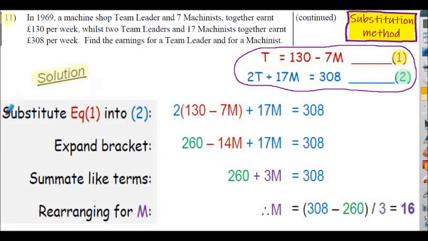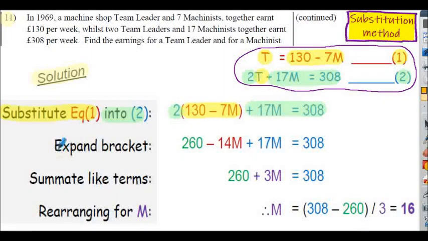So now we're going to substitute equation 1, the value of t, shown here, into equation 2. I'm going to put the value of t into equation 2. So there's the value of t, and that's substituted into equation 2. So using this substitution method, that's now formed a simple equation. In other words, we have one unknown in one equation. So we can now solve for the unknown, which of course is m here.